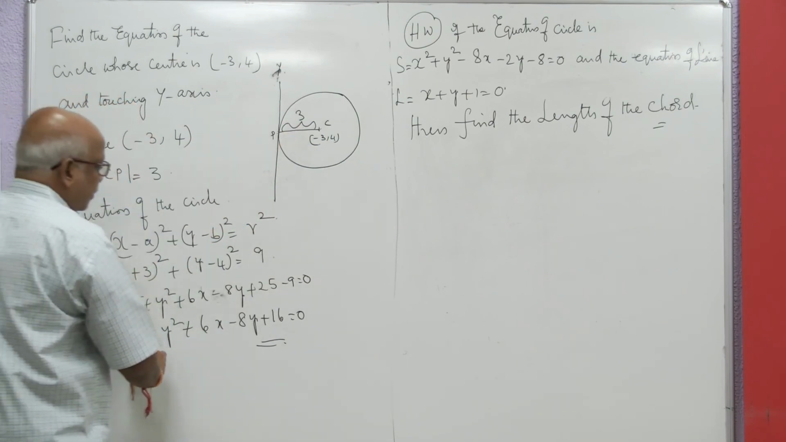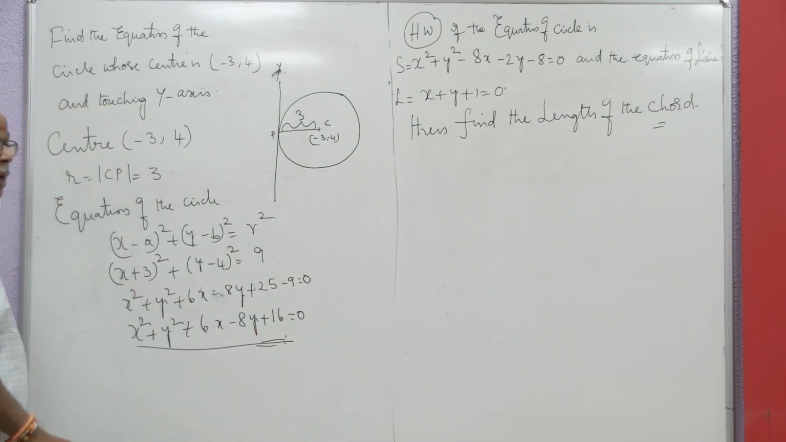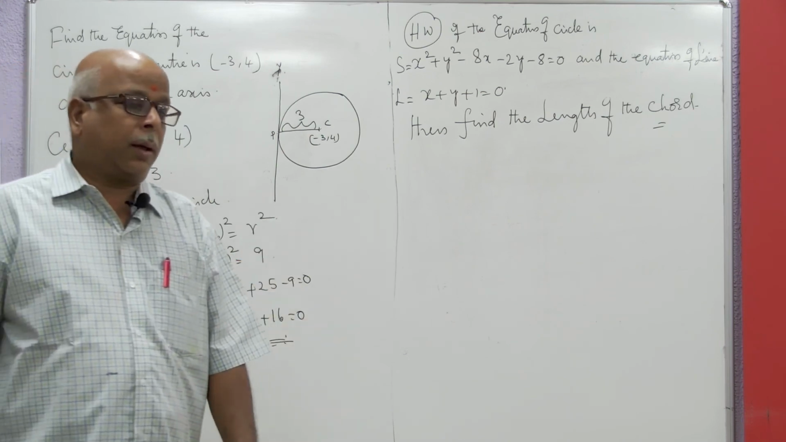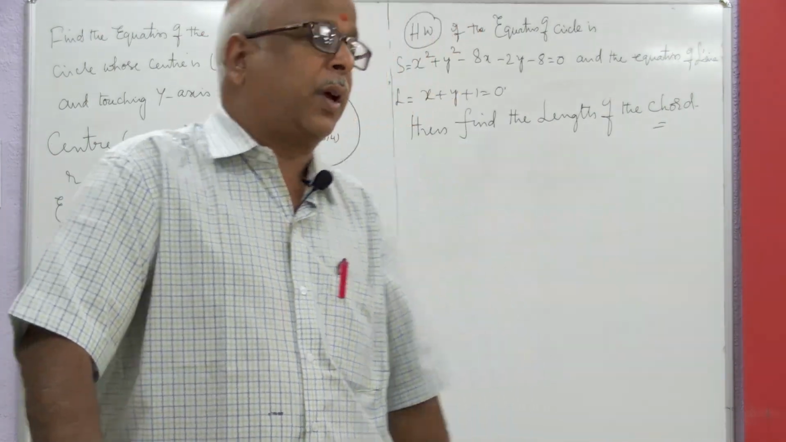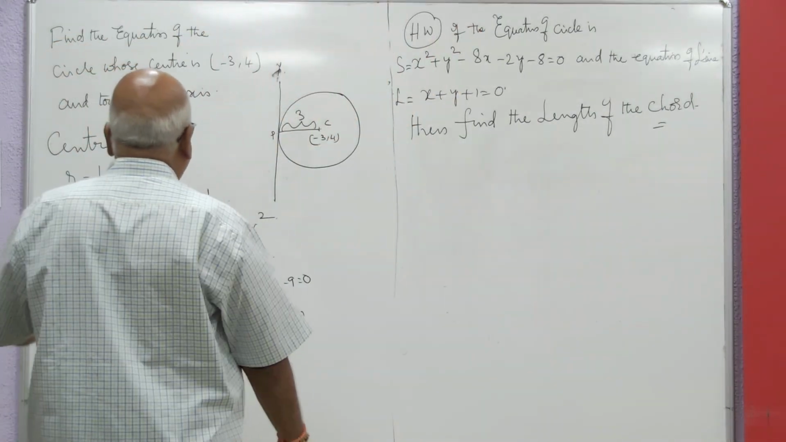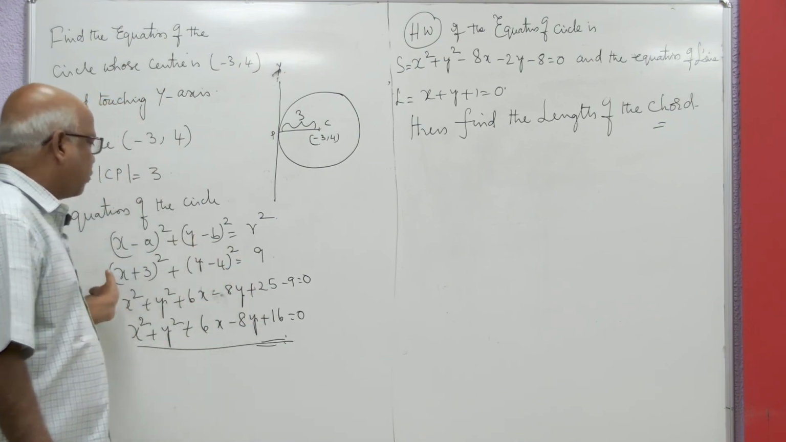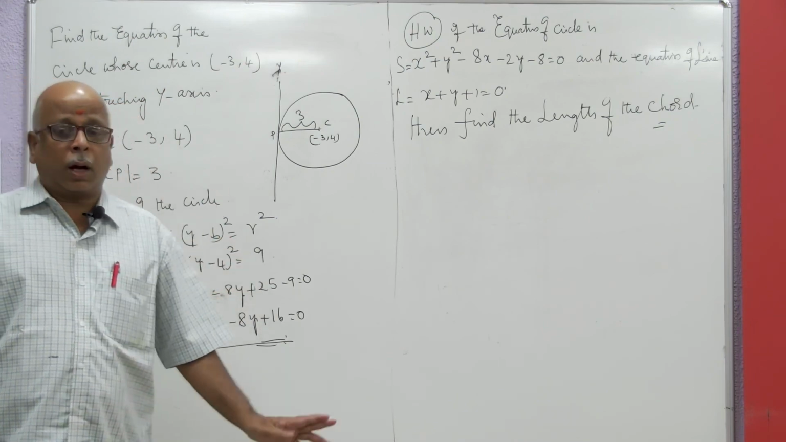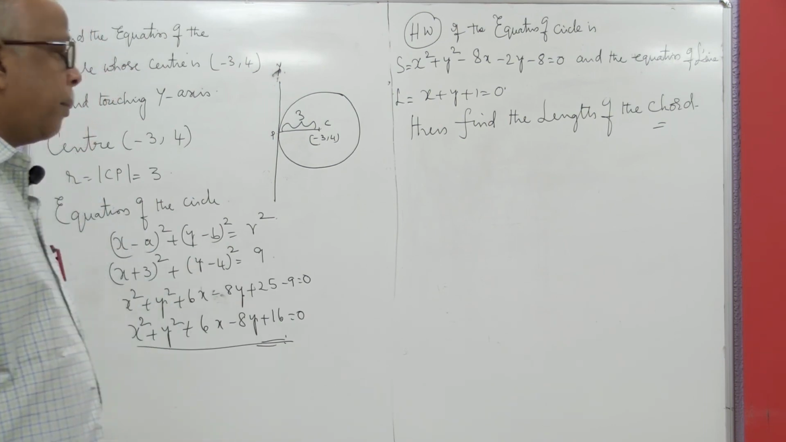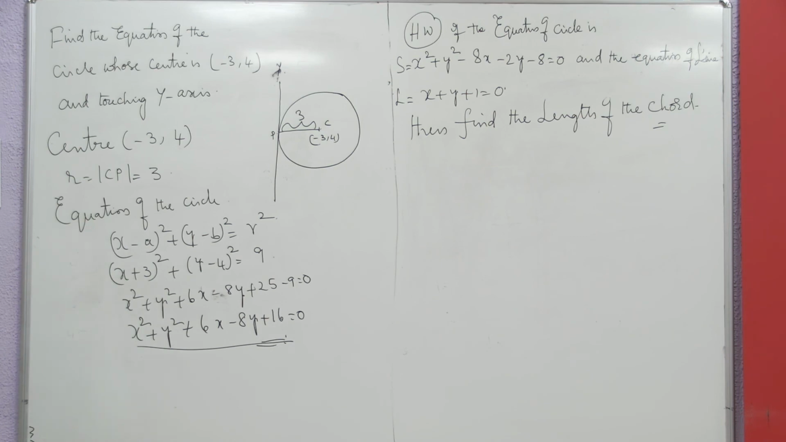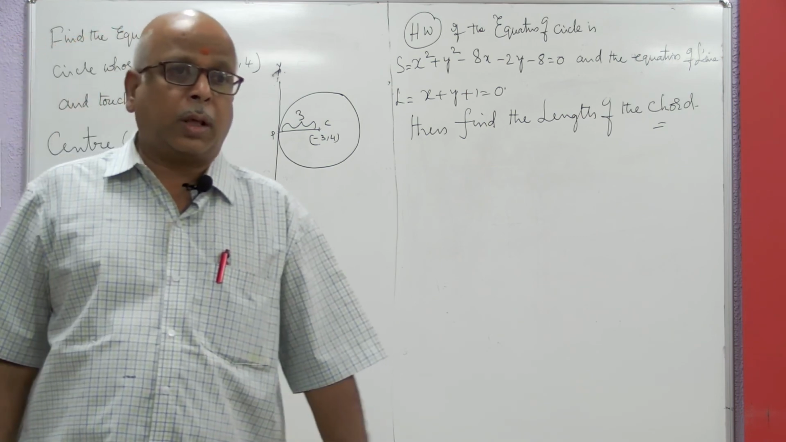At the same time, this itself represents the radius also. Therefore, the equation of the circle is x minus a whole square plus y minus b whole square equal to r square. What is r, sir? 3. 3 square is 9. After simplification, we got this equation, that is our final answer: x square plus y square plus 6x minus 8y plus 16 equal to 0.